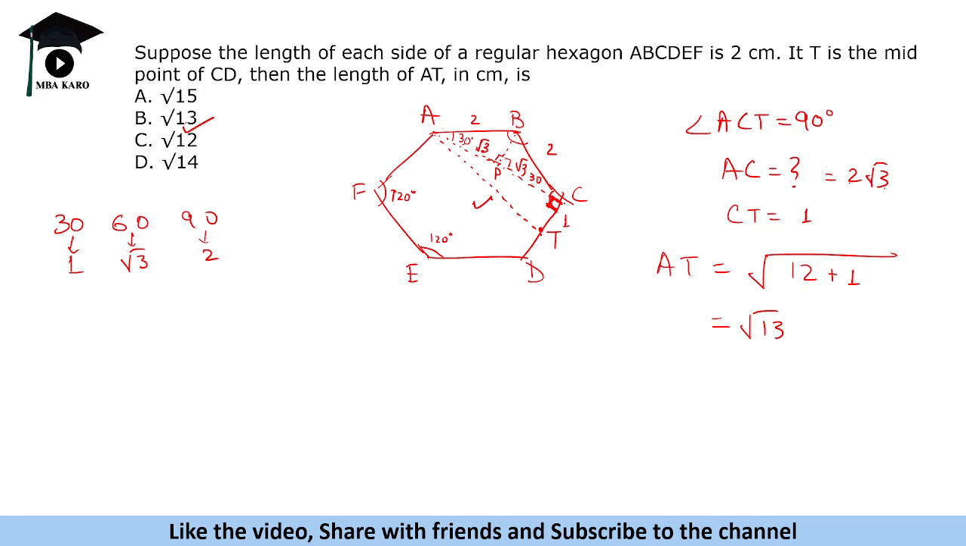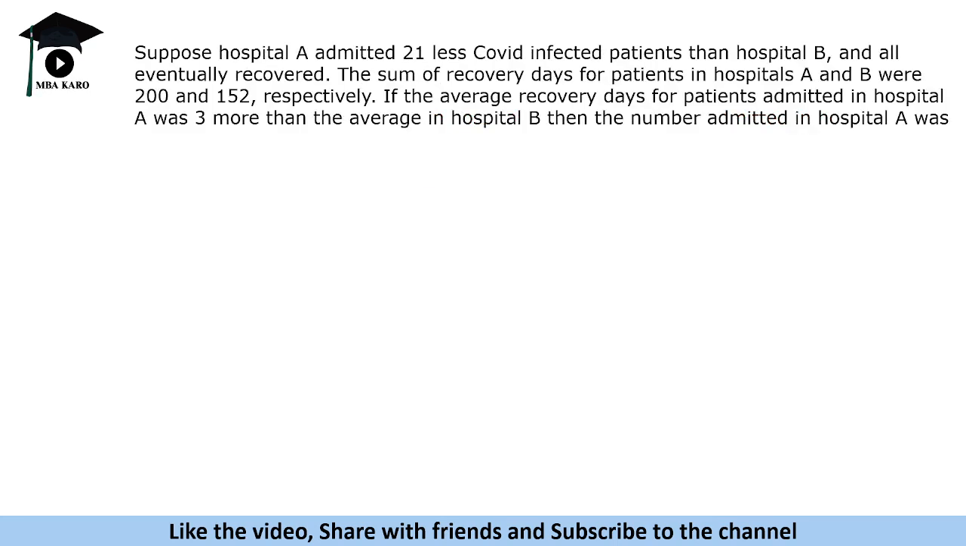Okay. Next question. Suppose hospital A admitted 21 less COVID patients than hospital B and all eventually recovered. The sum of recovery days for patients in hospitals A and B were 200 and 152 respectively. If the average recovery days for patients admitted in hospital A was 3 more than the average in hospital B, then the number admitted in hospital A was. Okay, so a lot of things given to us. So we have two hospitals A and B.